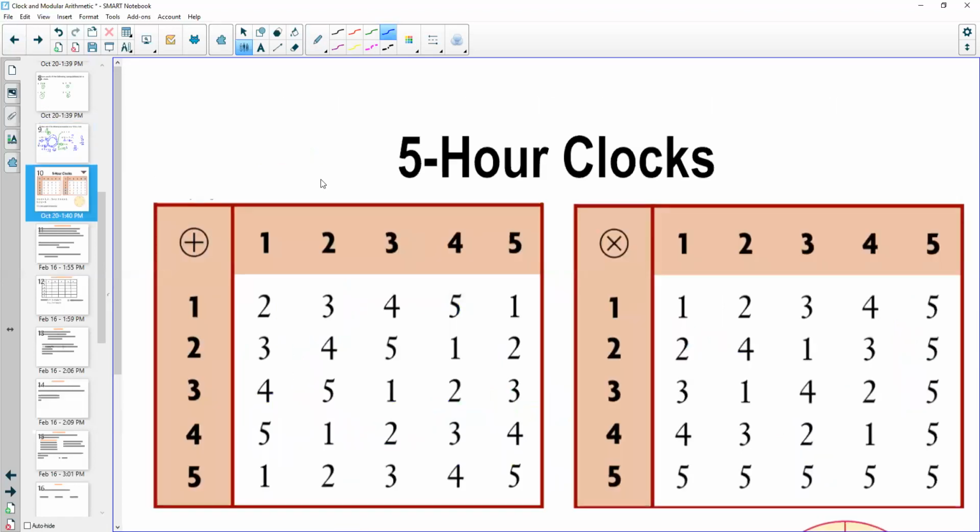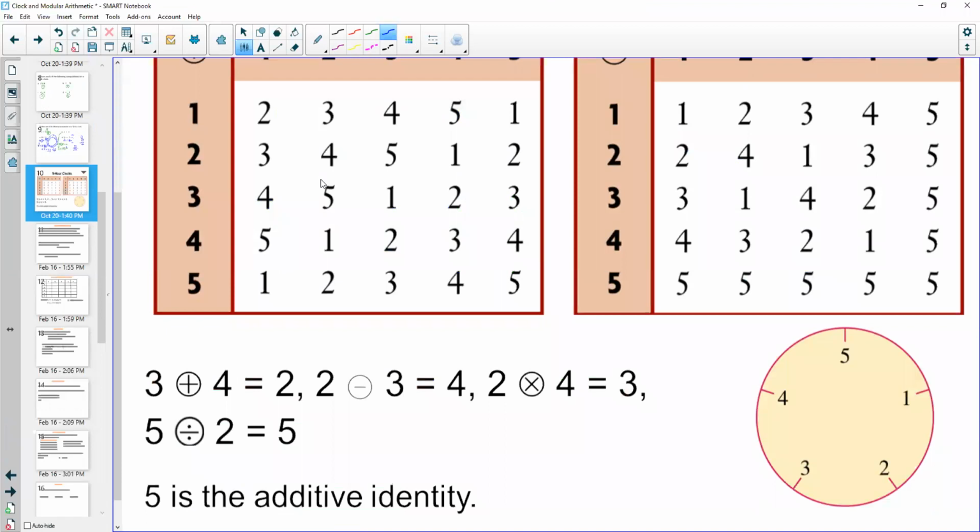This is a 5-hour clock. It works the same way, basically, as the 12-hour clock. We work forward and we work backwards. 5 is the additive identity. So if I did 3 plus 4, I'd start at 3 and go forward 4 hours. I would get to 2. If I did 2 minus 3, I'd start at 2 and go backwards 3 hours and get to 4. If I did 2 times 4, I start at the 5. 2 times 4 is 8, so 5, 6, 7, 8 gets me to 3 o'clock. Okay, we can do the division, all of it works.